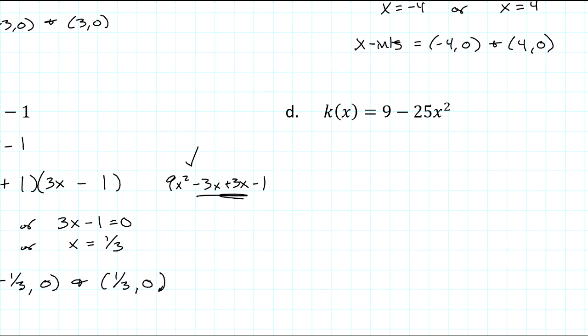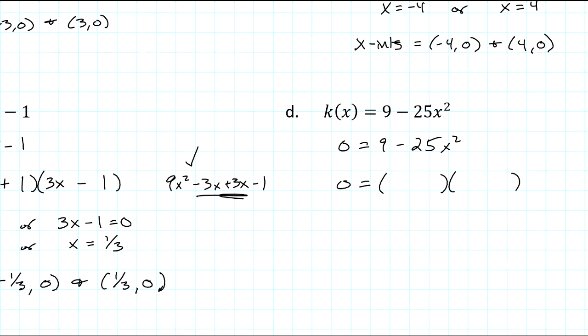All right, one more example that we're going to look at. K of x equals 9 minus 25x squared. Set this to 0. 0 equals 9 minus 25x squared. We look to factor this. We get 0 equals 2 sets of parentheses. We see a 9 and the 25x squared.